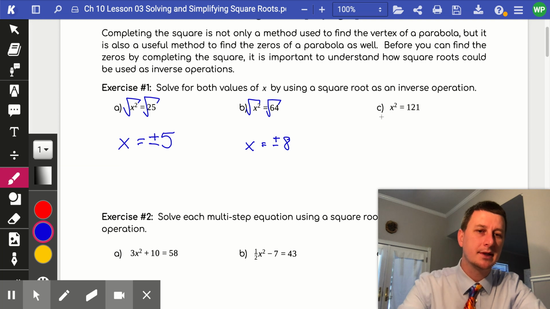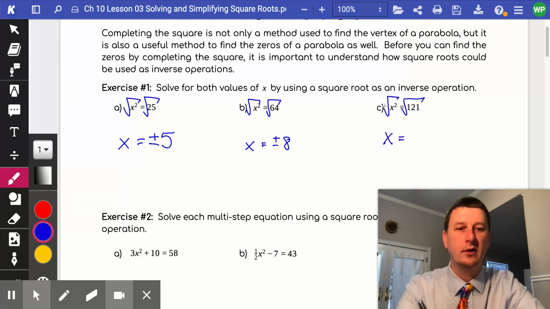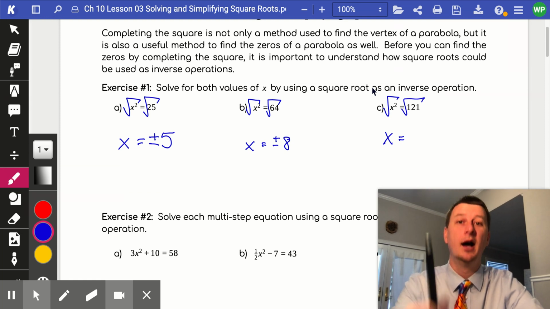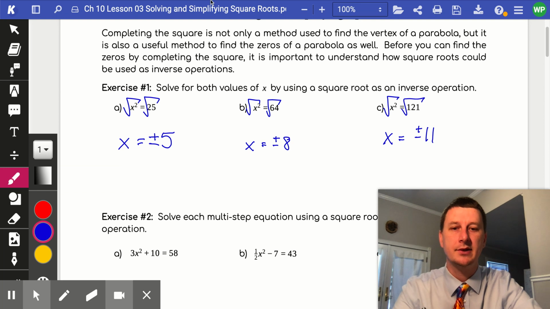And finally, on part C, we have x squared equals 121. So we're going to take the square root of both sides to isolate the x all by itself. We could go right into it now, where we know that there's going to be two roots of this number. This is a perfect square, because what times what is 121? On the count of 3, we'll say it. 1, 2, 3, 11. Yes, okay. So we're going to have plus or minus 11 as our answer.